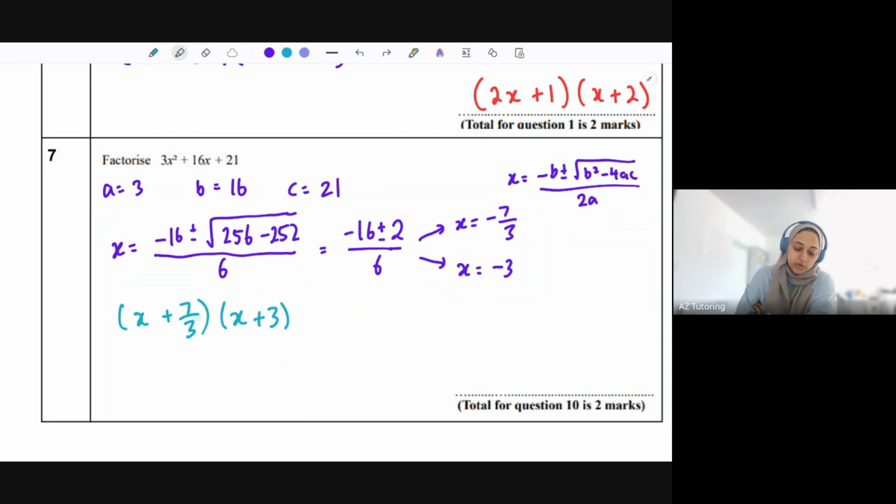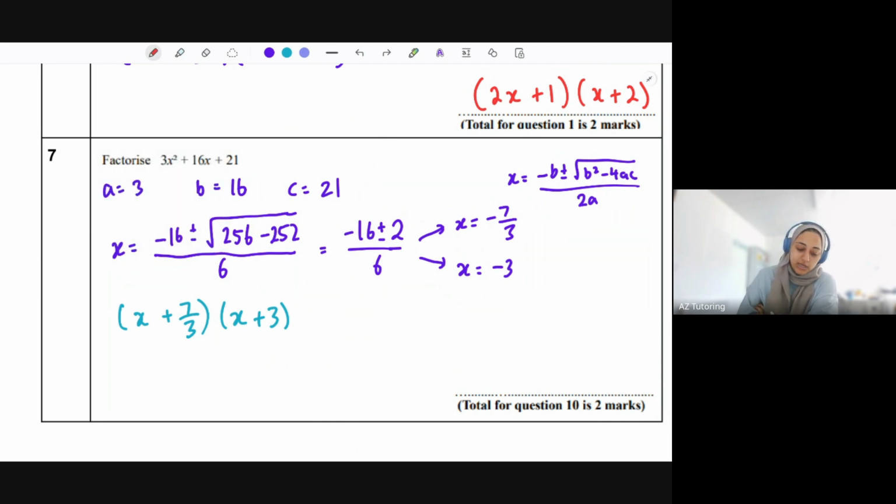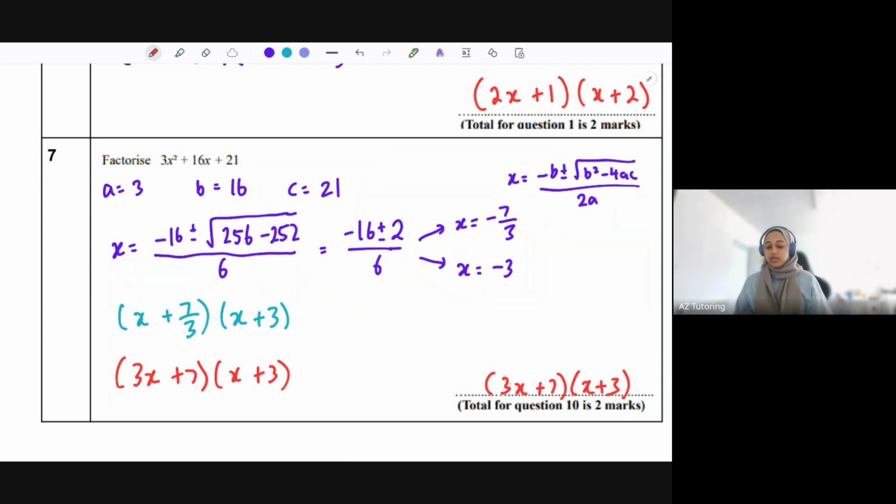However, we're not allowed this fraction here because we're only allowed integers. So therefore, I'm going to times this 3 up to there. So I get 3x plus 7 times x plus 3. And that's my answer. You can always check your answer in the exam as well. If you get time at the end, just times this out using your grid method or your FOIL method and see if you've got the right answer. So that's the answer for part 7.